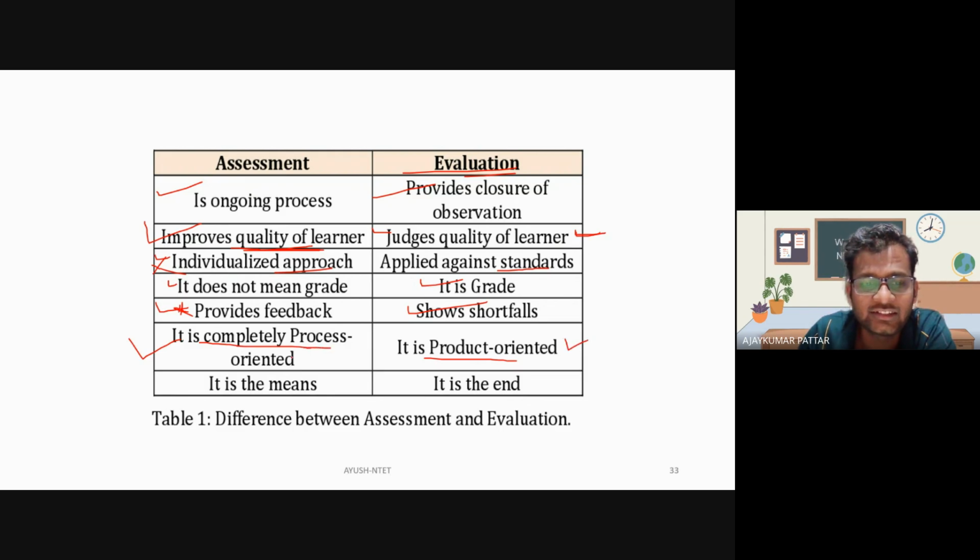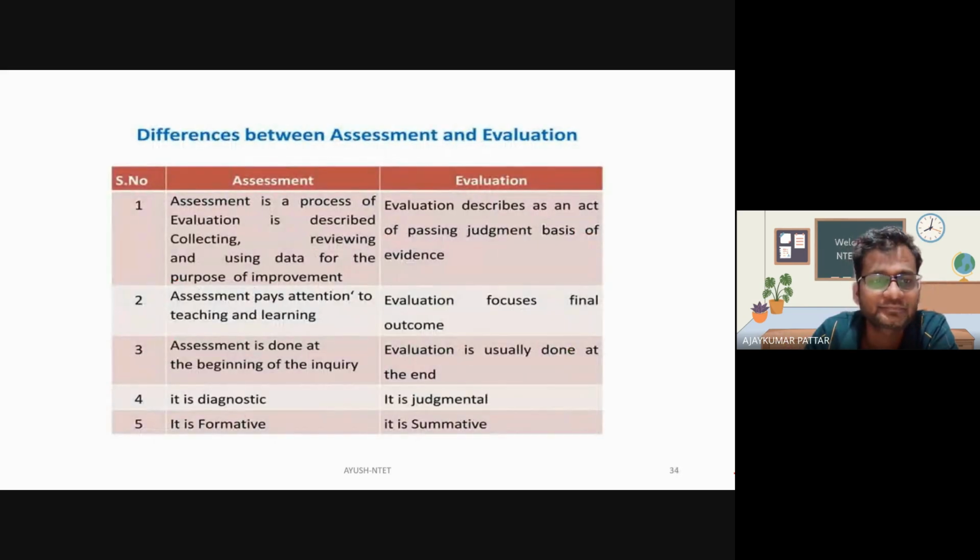In doing the process, assessment will be done. After finishing that process, evaluation will be done. That is product oriented, process and product. Assessment is the means, evaluation is the end. Measurement and assessment are the means for the evaluation. We have seen this in one of the sentences. Evaluation is the end because judgment is given. So another slide I have taken.